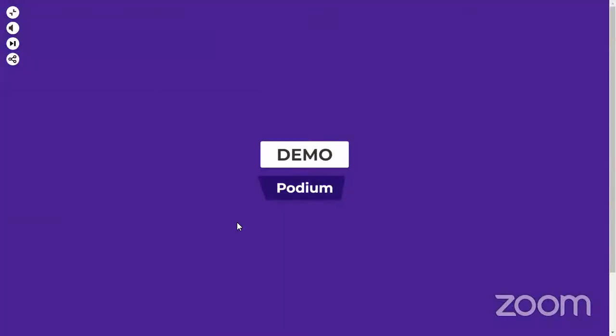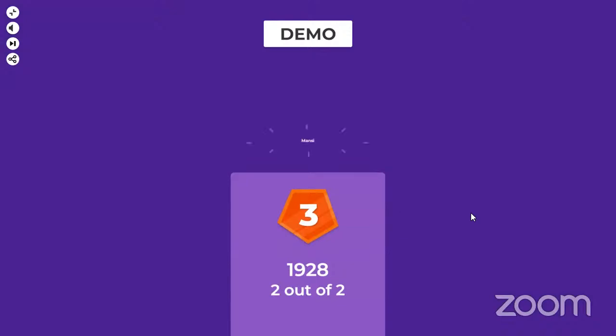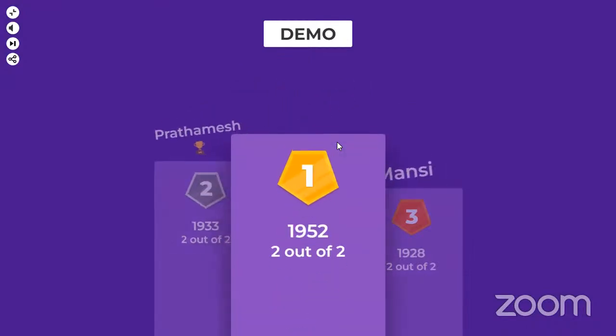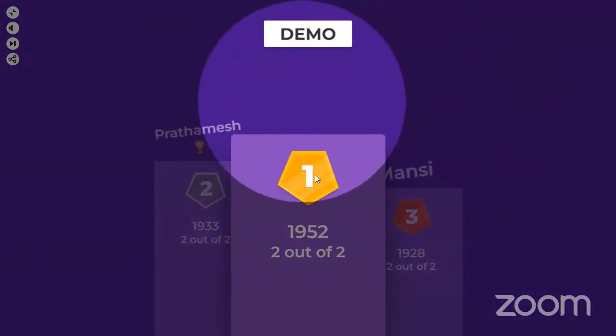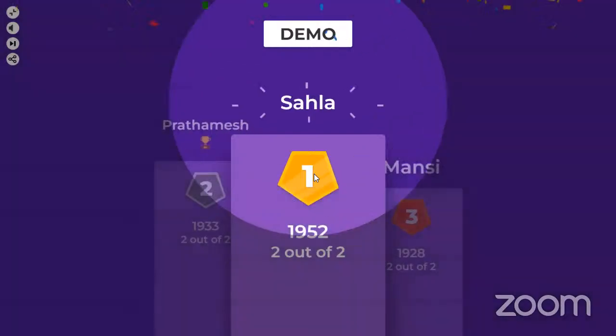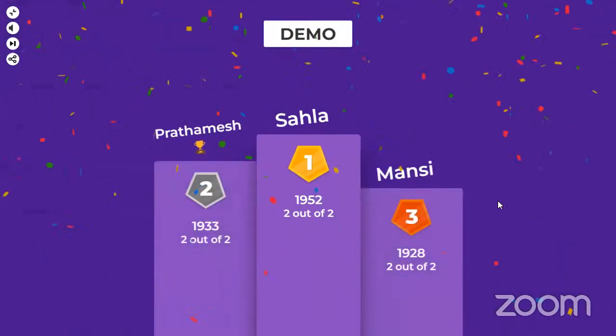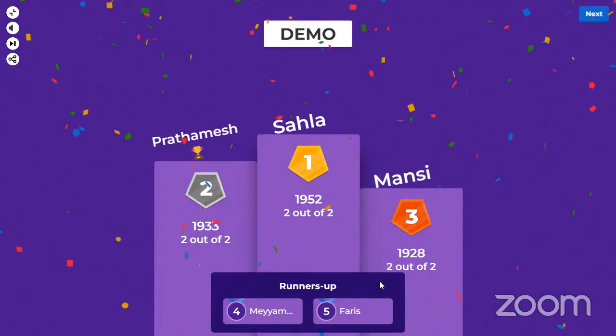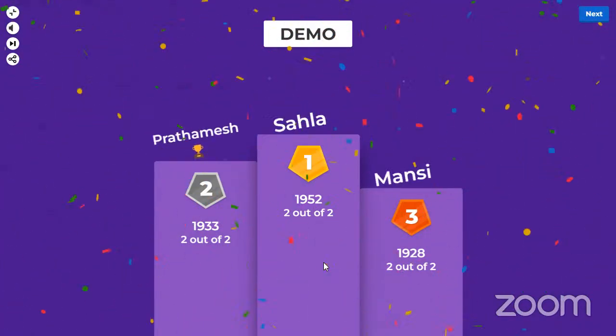And this is the podium. Here I can see that third spot goes to Mansi. Second spot we have Prathamesh. And first spot we have Sahla. Okay, that's from the scoreboard podium. And runners up Mayamay and Faris. Okay, so that's regarding the podium.